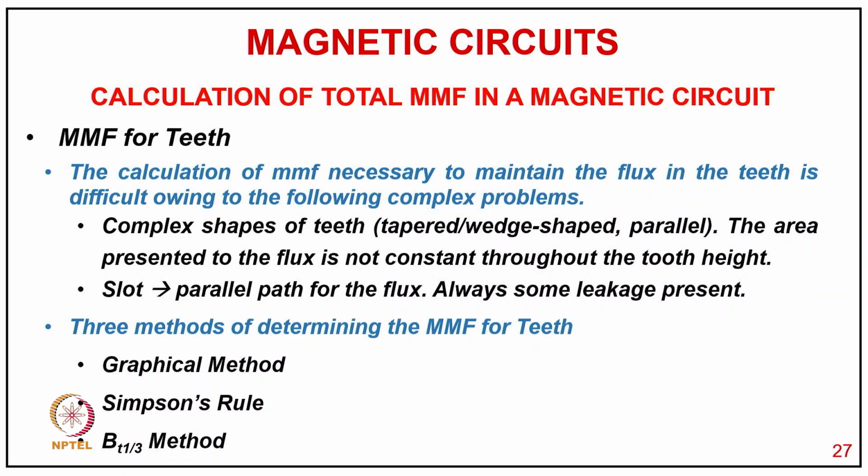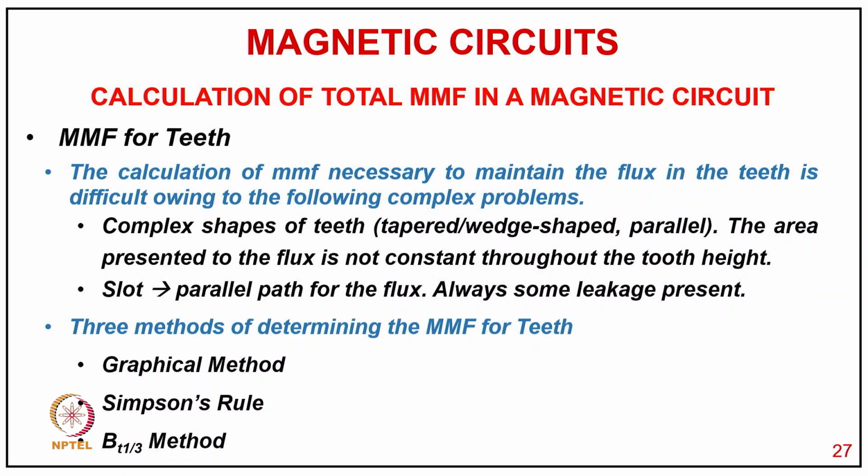Now coming to MF for teeth, the calculation of MF necessary to maintain the flux in the teeth is difficult owing to the following complex problems. The complex shapes of teeth, that is tapered, wedge tapered, parallel. The area presented to the flux is not constant throughout the tooth height. We can call it the slot parallel path for the flux, and there is always some leakage present.